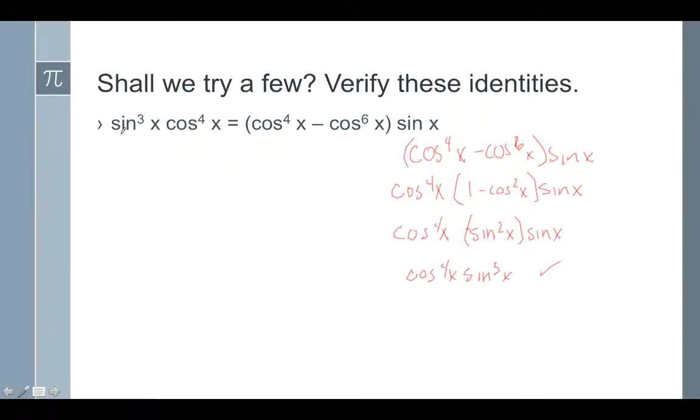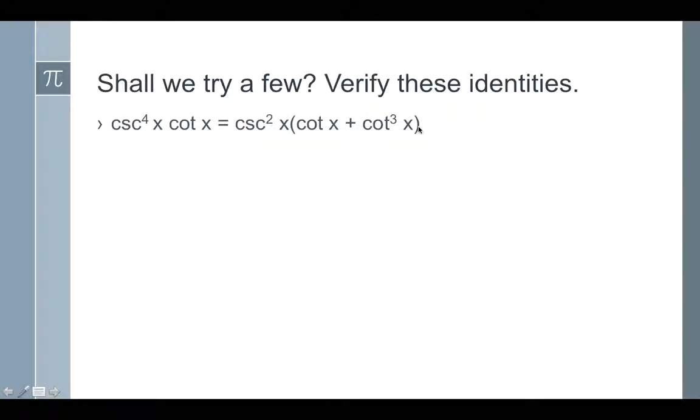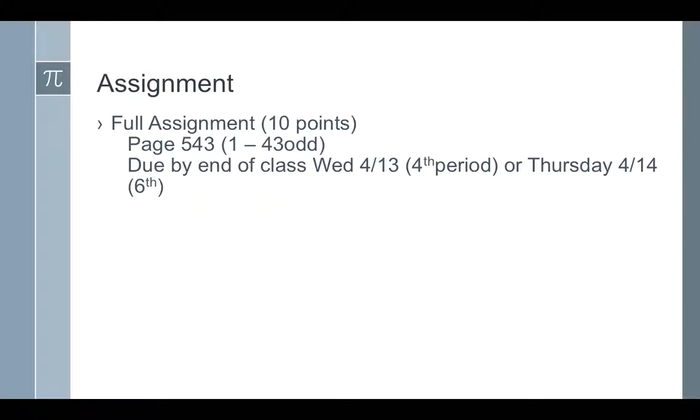And you'll notice that going from the left side is just the reverse order. I would start with cosine to the fourth times sine cubed. I would factor out a sine squared. I would break up sine to the third into sine squared sine. Sine squared would become 1 minus cosine squared, and then I would distribute. So notice that the left side is just the reverse of the right-hand side. And that should be the case for every single one of these, by the way. All right, this one is almost exactly the same way. So what I'm going to do is head off to the assignment here.